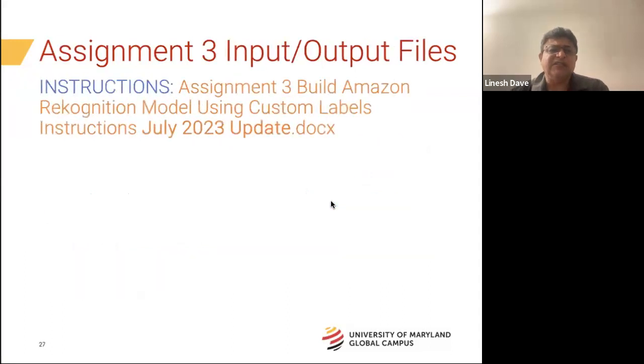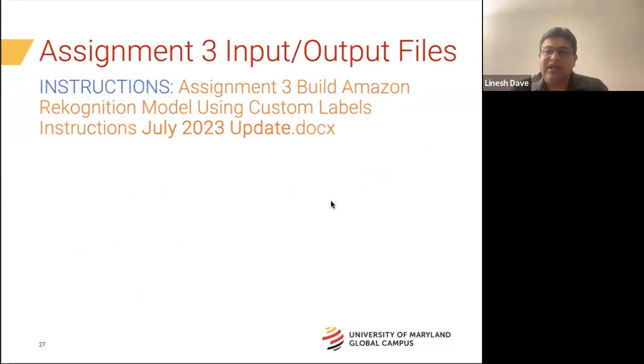So as far as the instructions go, there is an instruction sheet. There's a Word document called Assignment 3, Build Amazon Recognition Model Using Custom Labels Instructions. It's a long name, but it covers just what needs to be done here. And most importantly, ensure that at the end, it has the July 2023 update.